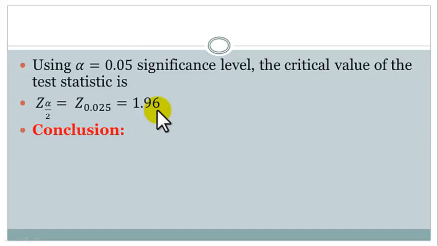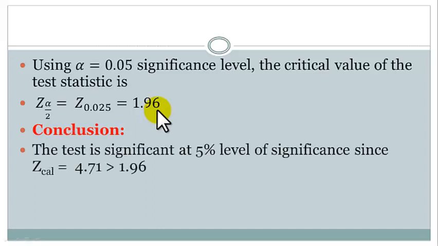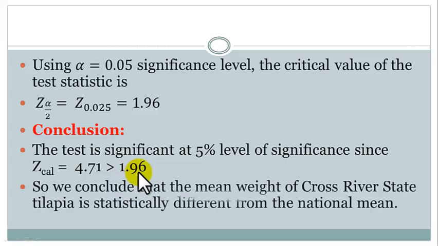Conclusion. The test is significant at 5% level, since the calculated value of our test statistic z, which is 4.71, is greater than the table value 1.96. We therefore conclude that the mean weight of Cross River State tilapia is significantly different from the national mean.